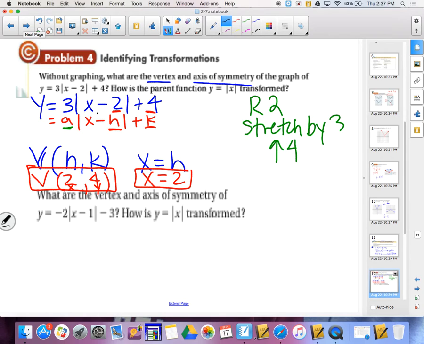This tells me to go right 2. This tells me to stretch it by 3. This tells me to go up 4.